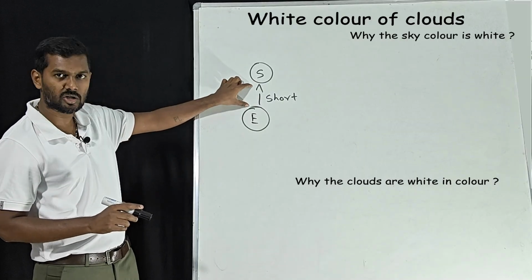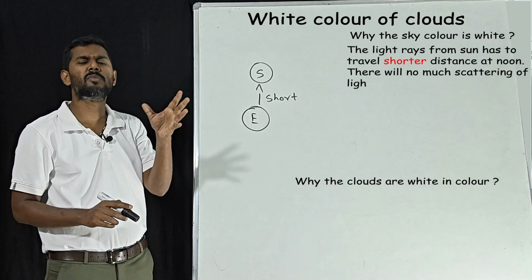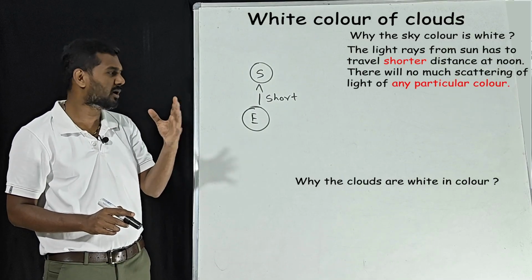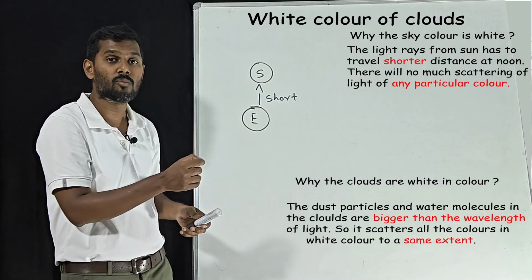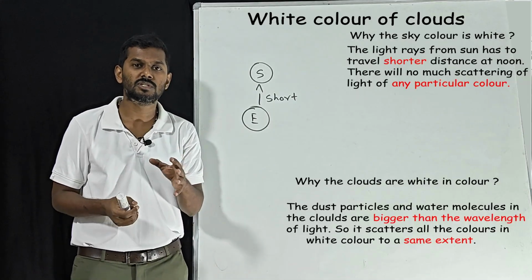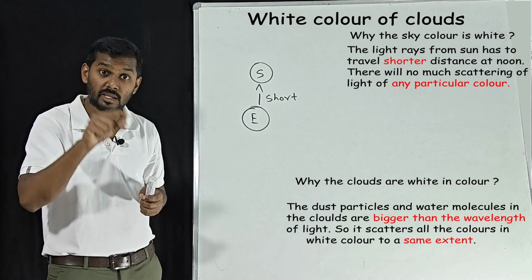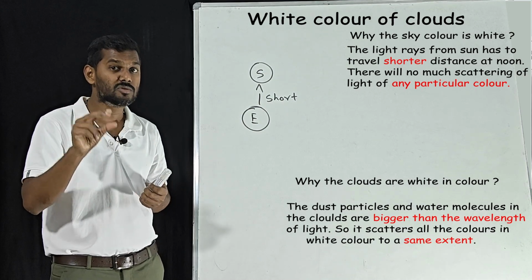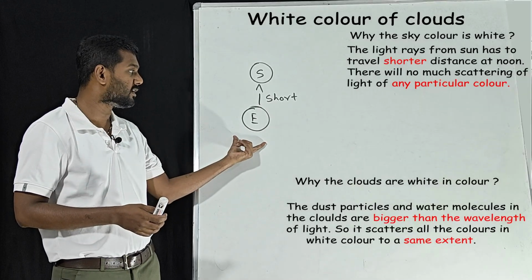When the distance is shorter, the scattering of light takes place to a minimum extent, not much. That's why the color of the sky was white. But now we are talking about why the clouds are white. We know the clouds are made up of dust particles and water molecules. Here, the size of the water molecules is bigger than the wavelength of light. So this is a completely different concept.